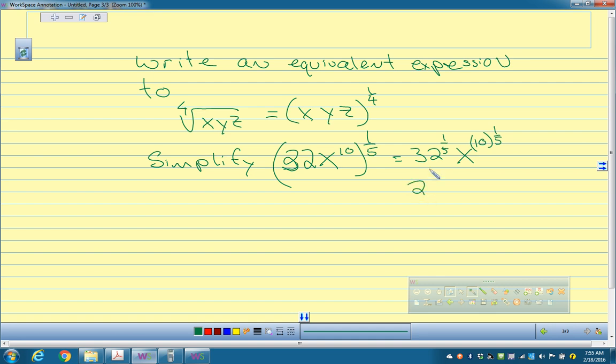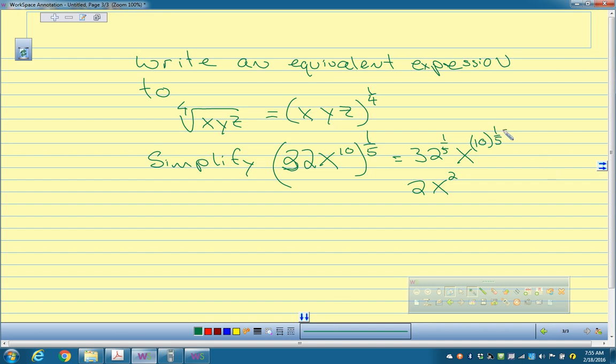That's 2, because that's the 5th root of 32. So 2 times 2 times 2 times 2 times 2 equals 32. How can I rewrite x to the 10th times 1/5? X squared. Very good, Ian. Do you guys see where Ian got x squared?